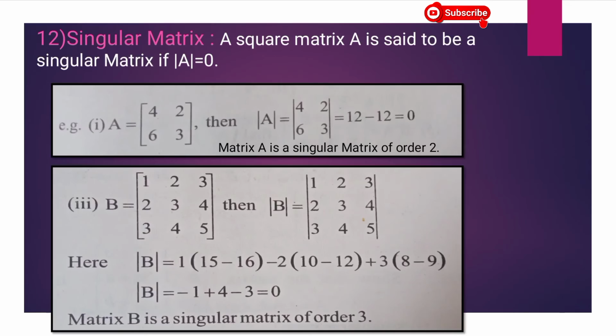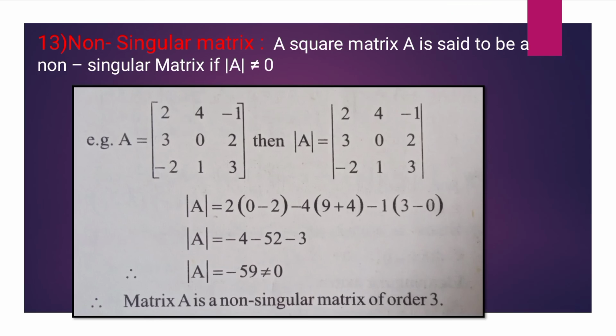Type 12, singular matrix. A square matrix A is said to be a singular matrix if mod A is equal to 0. Now we take example 1. A is equal to [4 2; 6 3], a 2 cross 2 matrix. Then we get mod A is equal to |4 2; 6 3|. Then we get the answer equal to 0. Then matrix A is a singular matrix of order 2. Now similarly the second example.